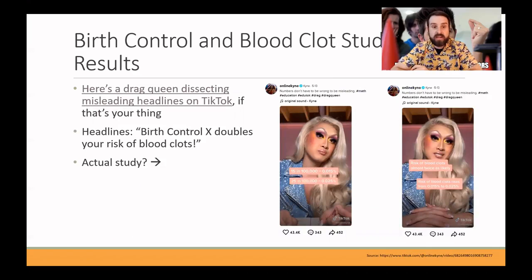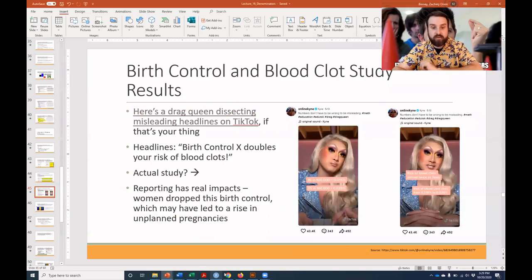Let's go to a drag queen now, dissecting misleading headlines about medical studies on TikTok. Why not, right?